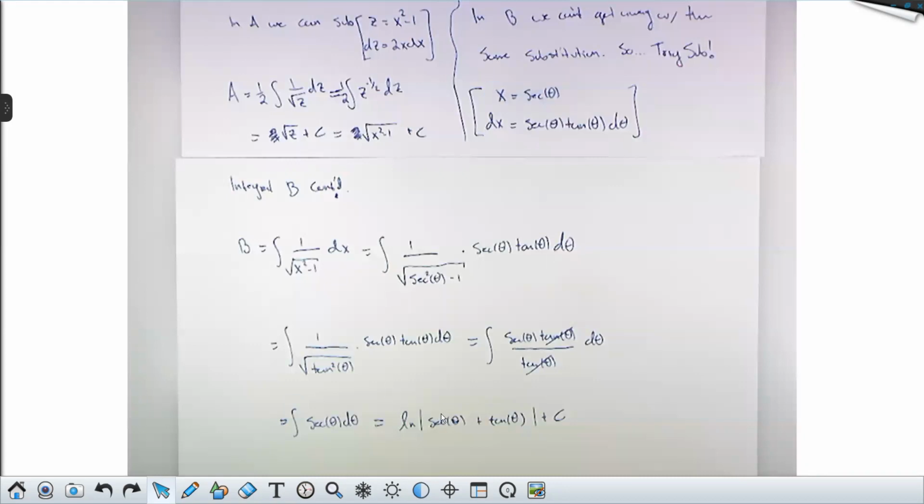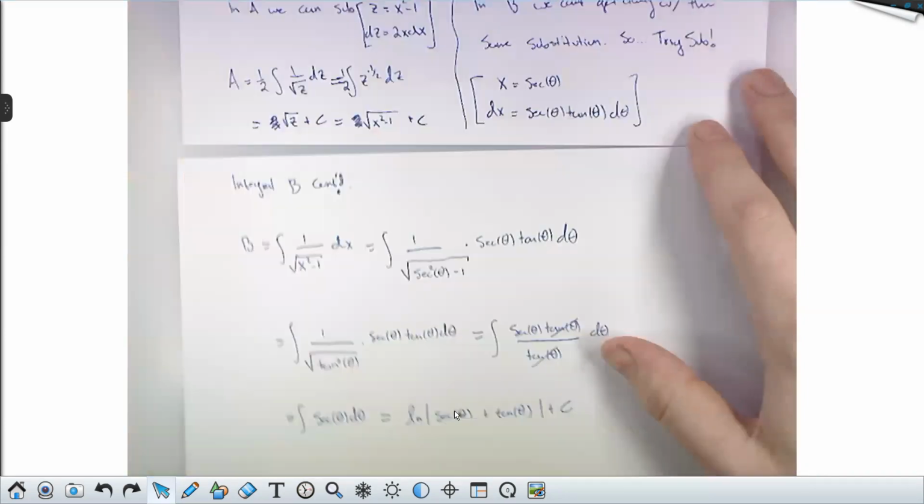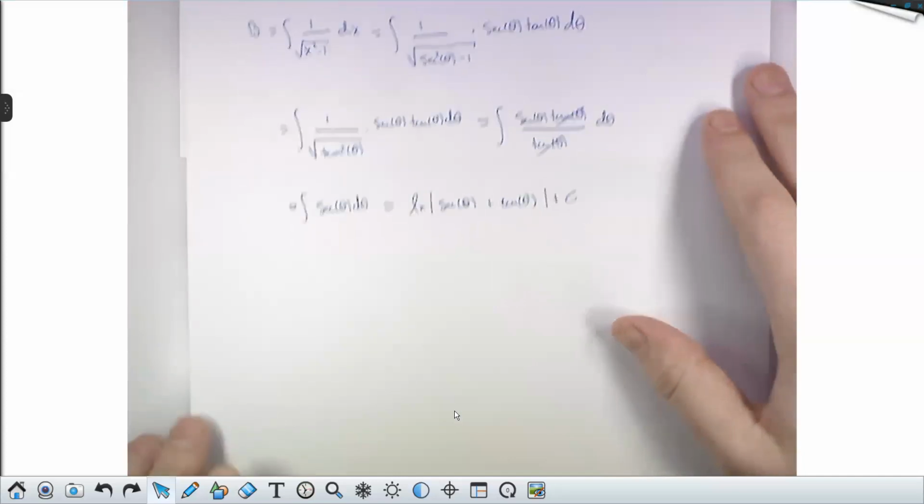If x is secant theta, then this piece is going to be an x. But what is tangent theta? It's not as obvious. So what you're going to need to do at this last step here on the indefinite integrals that you solve using Trig Sub is draw a triangle.